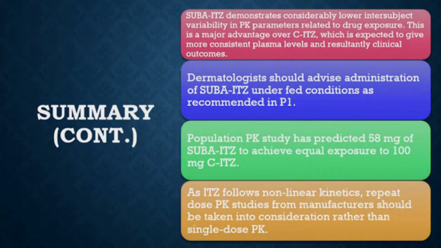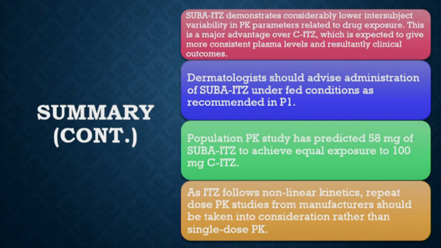Super bioavailable itraconazole utilizes the novel drug delivery technology for controlled release of the drug in the upper duodenum, bypassing the requirement of acidic gastric pH, which makes the absorption of super bioavailable itraconazole less dependent on stomach environment. Super bioavailable itraconazole also demonstrates considerably lower intersubject variability in pharmacokinetics compared to the conventional itraconazoles. So, the dermatologist should advise the administration of super bioavailable itraconazole under fed condition, like the conventional itraconazole.